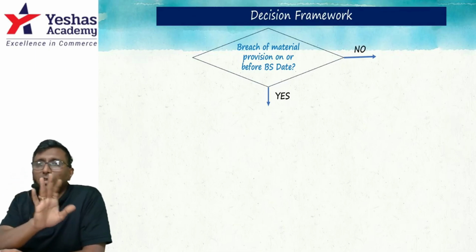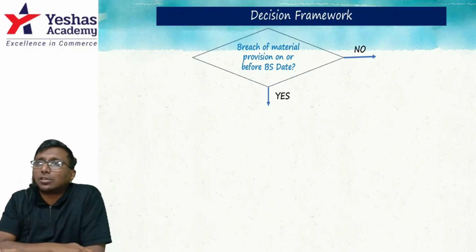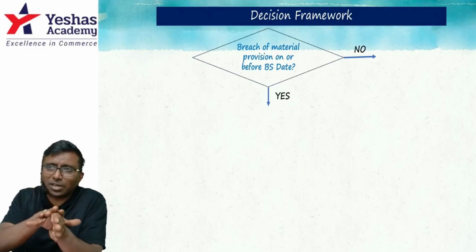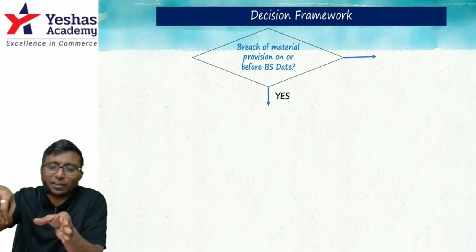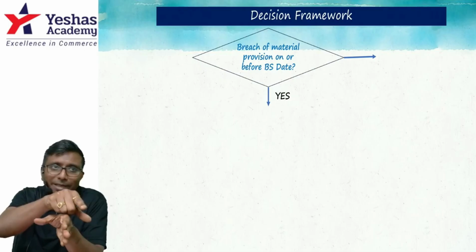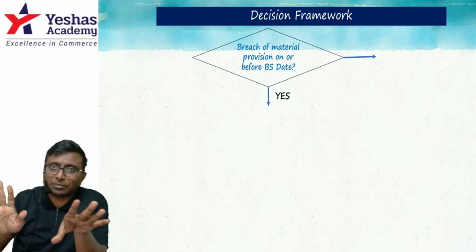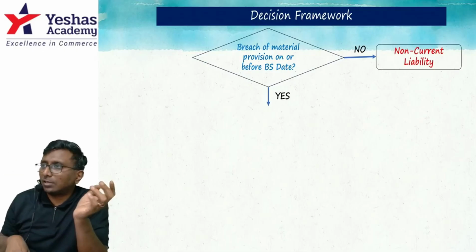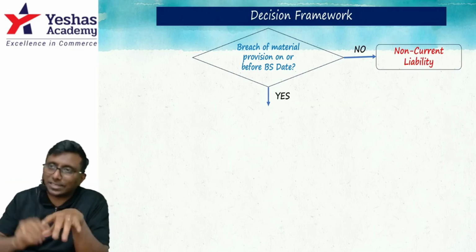Now, how do you classify the loan as on 31st March? Non-current or current? Non-current. As on 31st March, does the banker have a right to come and catch you? No, because the breach only happened later. The right comes to the banker on the day the breach happened. Do you agree? Any confusion? No chance, actually. So it is going to be a non-current liability.